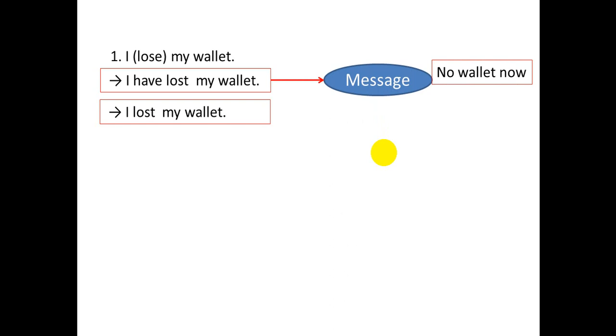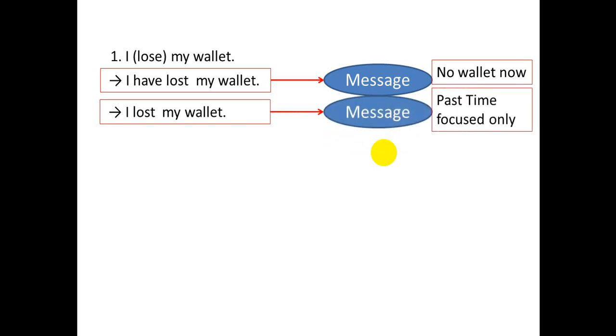What happened to the wallet? I lost it earlier, but I am not focusing on that. Rather, I am walletless right now. But if I say I lost my wallet, that means I am only focusing on the past event. So a context will make it clear whether the sentence will be written in past simple or present perfect.